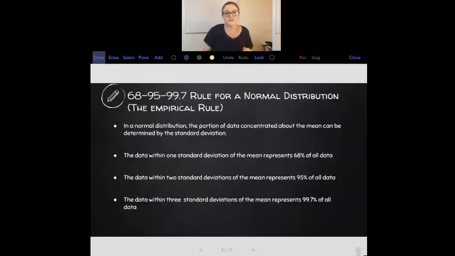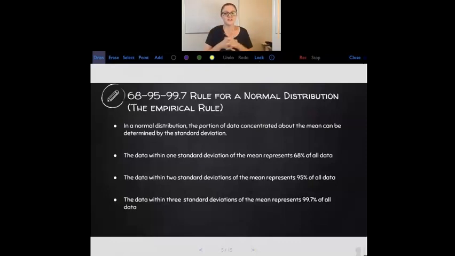Okay. So the 68, 95, 99.7 rule for the normal distribution. You may also see this as the empirical rule. So in a normal distribution, the portion of data concentrated around the mean is determined by the standard deviation. I have the bullet points written out here, but on the next slide, I'm going to show a visual of what this is talking about.